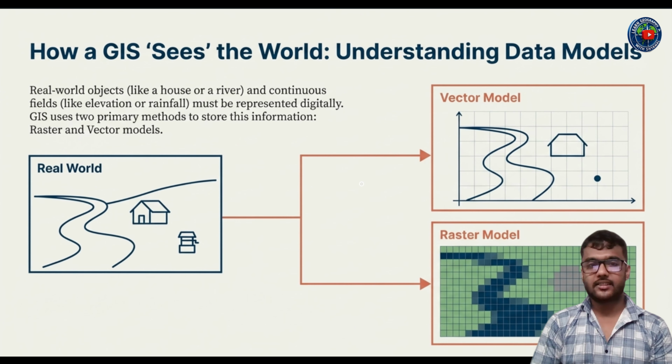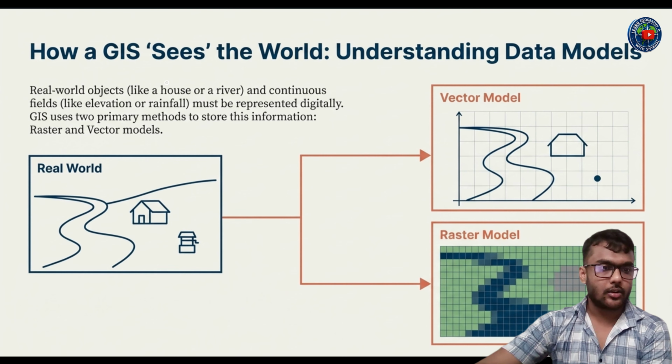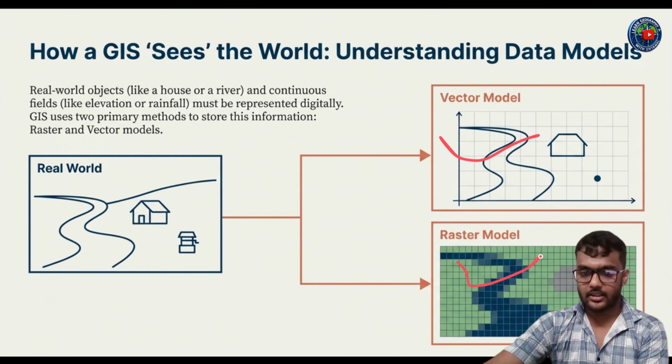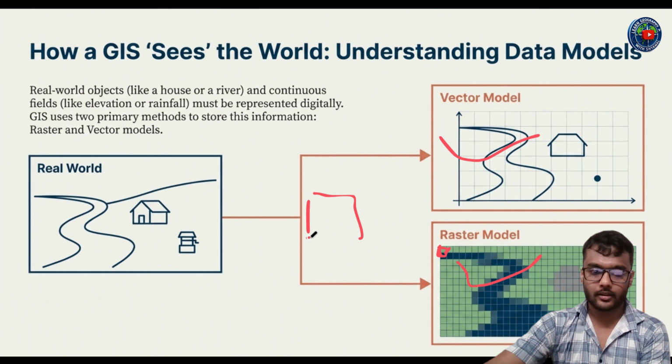Now, how does a GIS see the world? We need to understand the data model. Real-world objects like a house or river and continuous fields like elevation or rainfall must be represented digitally. GIS uses 2 primary methods to store this information: raster and vector models. This is the real world, and we can convert it into a vector model and a raster model. Raster model means it includes pixels with some spatial resolution. Spatial resolution means, suppose this is a pixel, the height and width of this pixel is known as the spatial resolution.